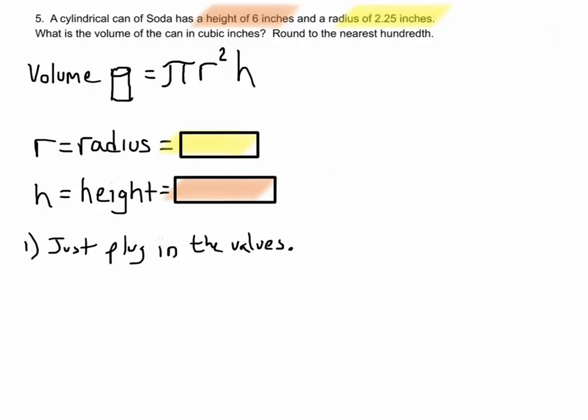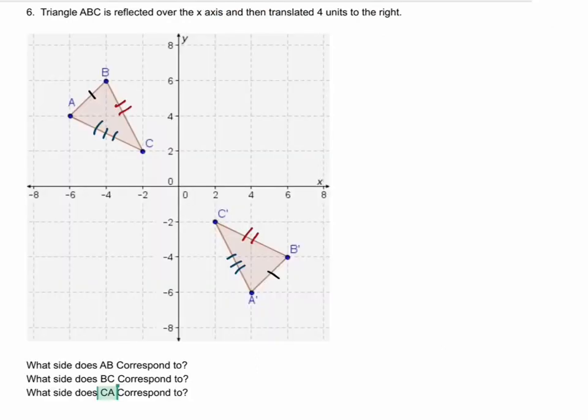A cylinder of soda has this dimension, 6 inches height and a radius of 2.25. Plug it in. Alright, so just plug in your values. Your radius, I'll even give you your radius here, which is 2.25. Alright, so that's going to go in for r. So we have pi r squared, or pi times 2.25. Again, I've color coordinated this.